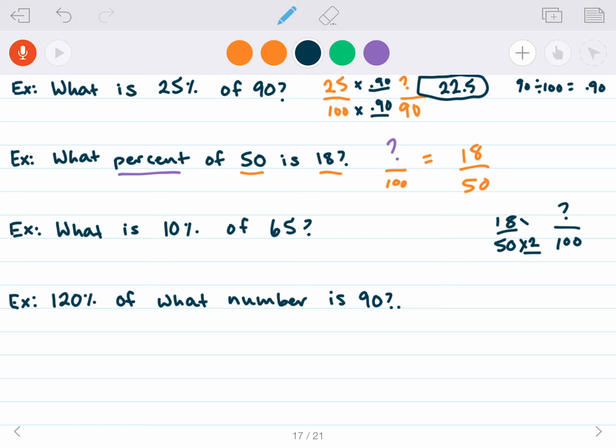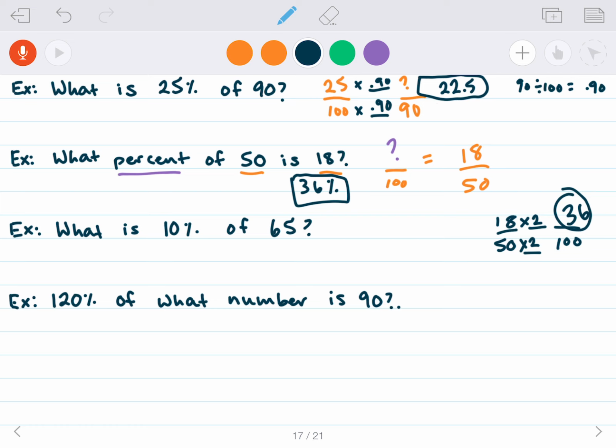Now what we can see is on the bottom I have to multiply 50 by 2 to get 100, so I do the same thing at the top. And I end up getting 36 as my part, and that's my answer. So what percent of 50 is 18? 36% of 50. So our answer here is 36% since we were in that percent spot.